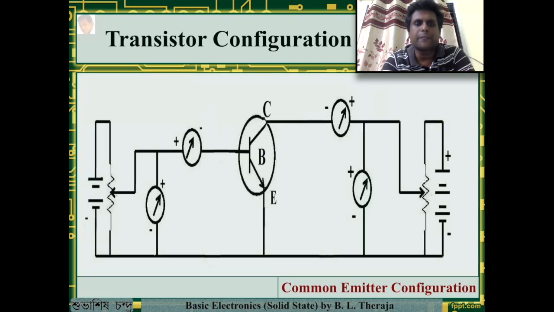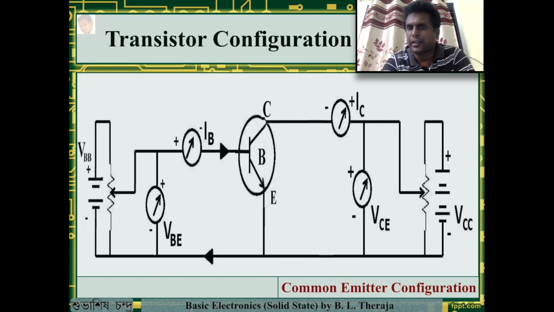Let's move on to the next topic, that is the common emitter configuration. This is the circuit. Again, we will look into the elements. The input is biased by VBB, the output is biased by VCC, the input voltage is VBE, the output voltage is VCE, the input current is IB, the direction is shown by the arrows, the output current is the collector current IC, and this is the current IE.